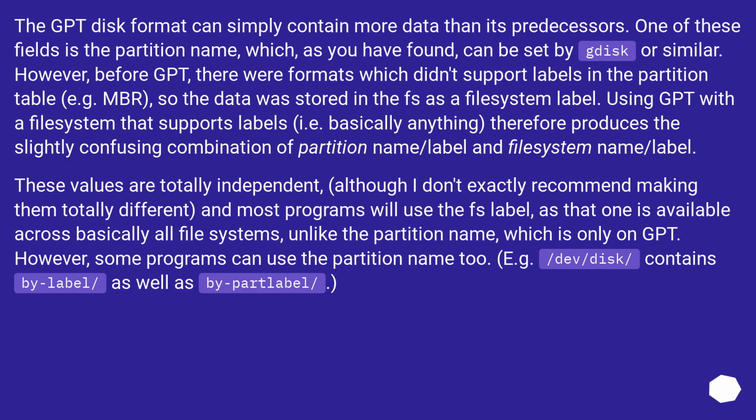These values are totally independent, although I don't exactly recommend making them totally different, and most programs will use the FS label, as that one is available across basically all file systems, unlike the partition name, which is only on GPT. However, some programs can use the partition name too. For example, /dev/disk/ contains by-label/ as well as by-partlabel/.